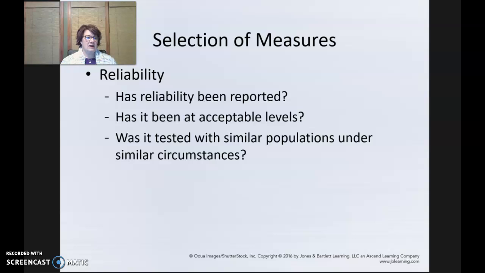So when we're looking at our measures, of course, looking back to what we've already talked about, reliability is such a key factor in making sure that you have a very viable study. We need to make sure that the tools being used are reliable, and that the reliability has been within those acceptable limits to make sure that we're using the right tool. And was it also used in similar populations? This is really important because sometimes a test that is reliable in a certain population may not transfer to another population.